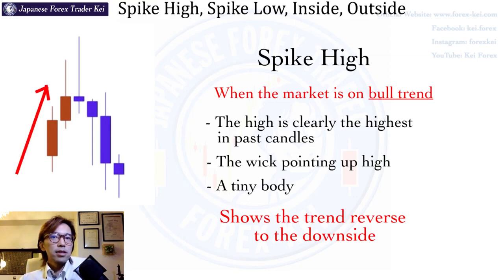But suddenly a candlestick with a long wick pointing upwards appeared on the market, and after it marked the highest, the price came back all the way down to where it started and created a wick pointing upwards as a result. So as you can see, the tip of the wick on this candlestick is the highest from all the previous candles. If you find this candle while the market is on a bull trend, this is going to be an indication of the trend reversing to the downside.